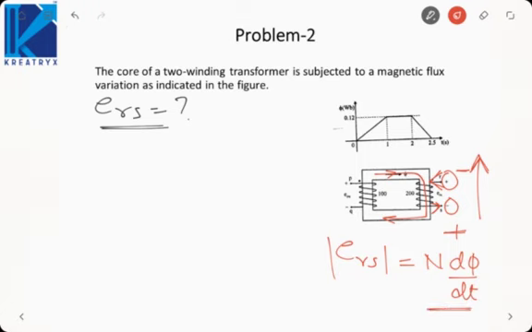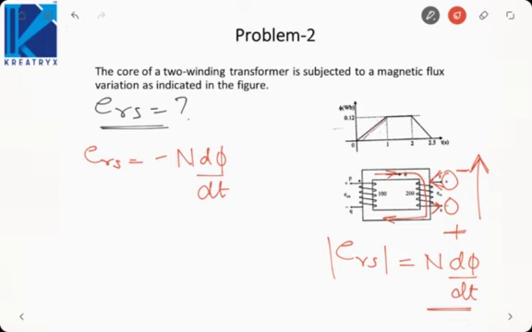Since I know the polarity given in the problem is opposite, what will I write? ERS is equal to minus N d phi by dt. If we were to find ESR, I would write N d phi by dt because the polarity assumed is the same as the polarity due to flux. In our question, the polarity given for ERS is opposite to what we can find out using the flux. Hence, we have to use a minus sign.